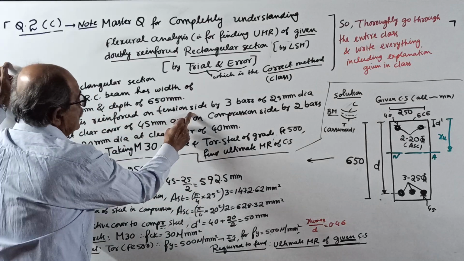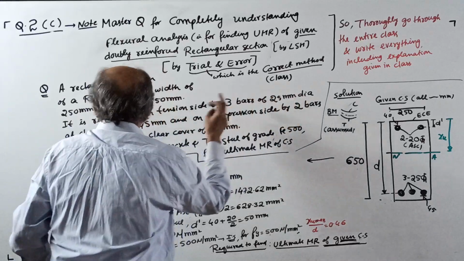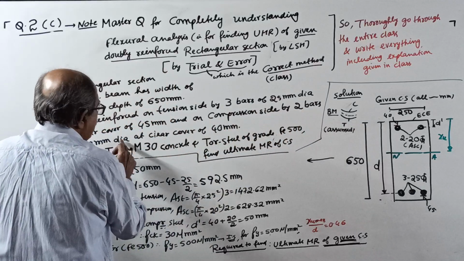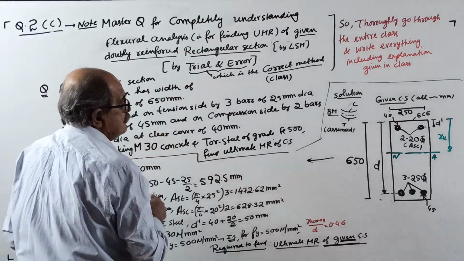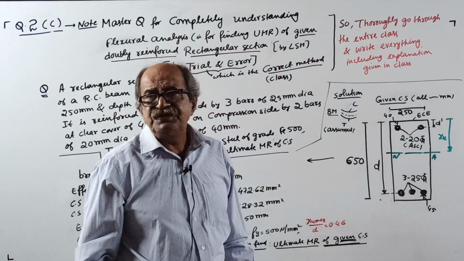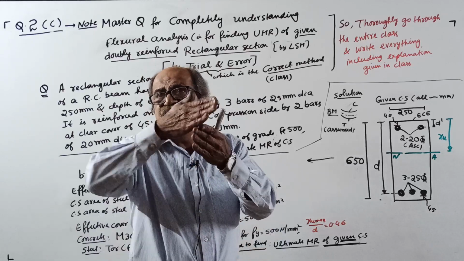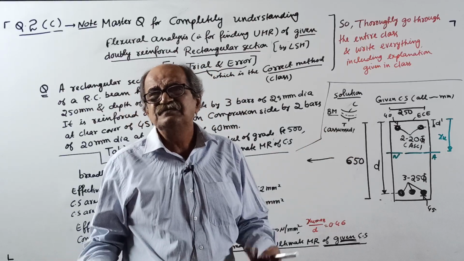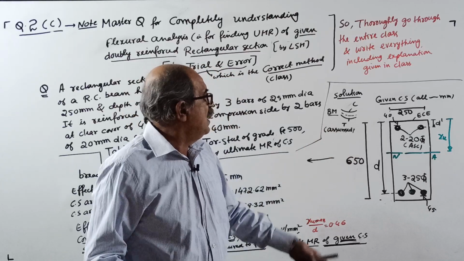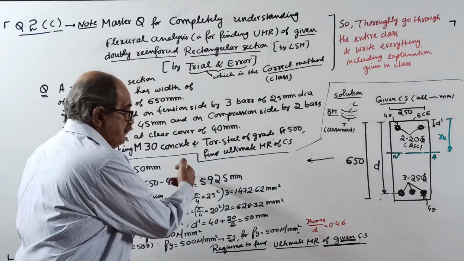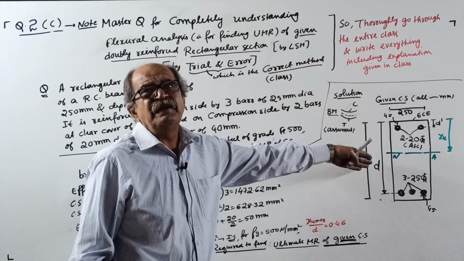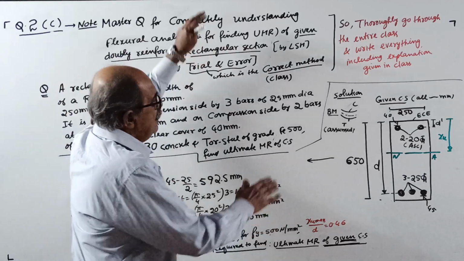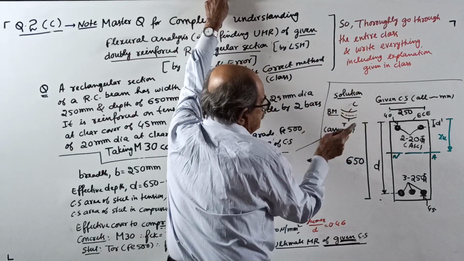It is reinforced on the tension side by 3 bars of 25 mm diameter at a clear cover of 45 mm, and on the compression side by 2 bars of 20 mm diameter at a clear cover of 40 mm. Which side is compression and which is tension depends on whether the BM is sagging or hogging. Nothing is given, so we will assume sagging. It hardly matters; I explained this many times. Therefore, I will take sagging, top compression, bottom tension, assumed.